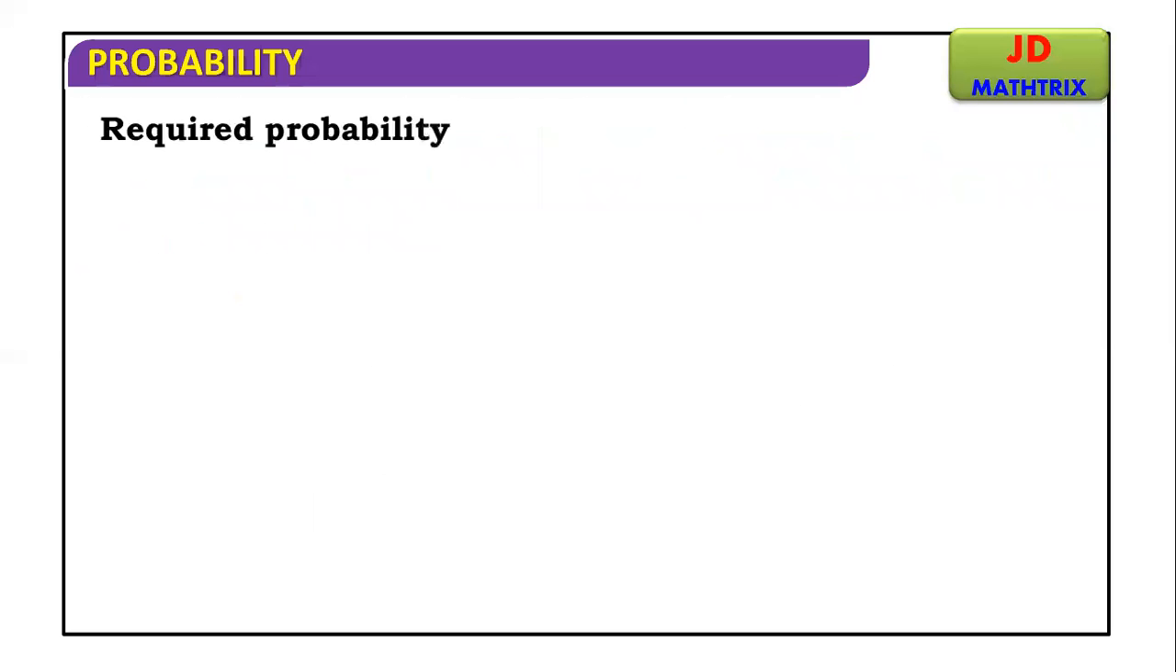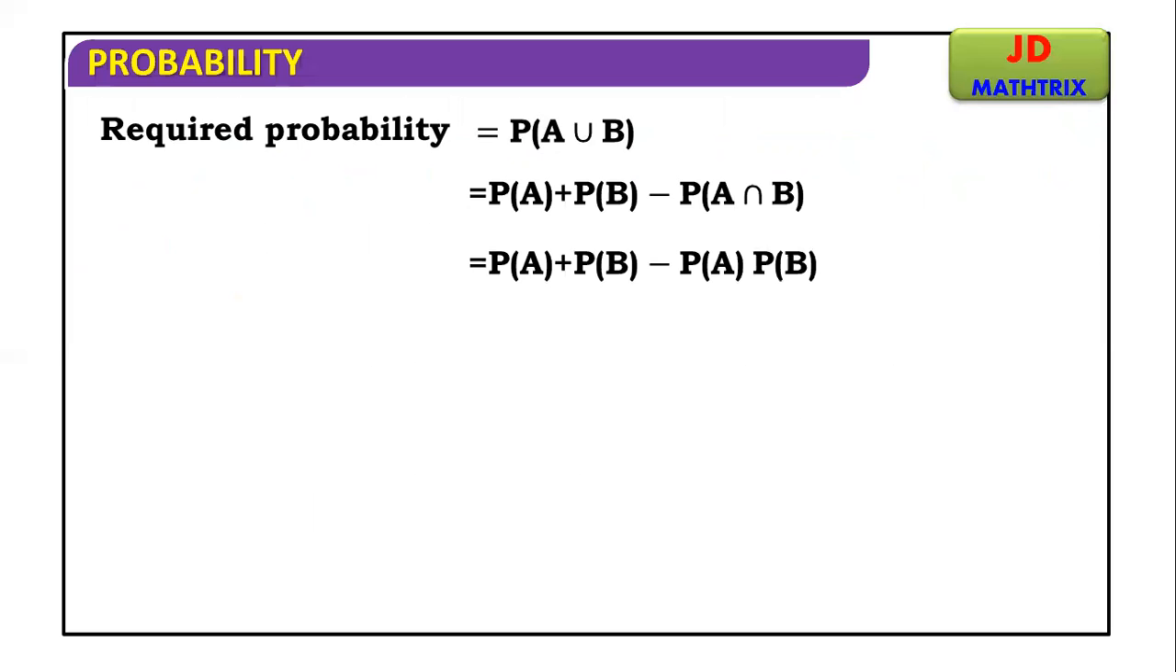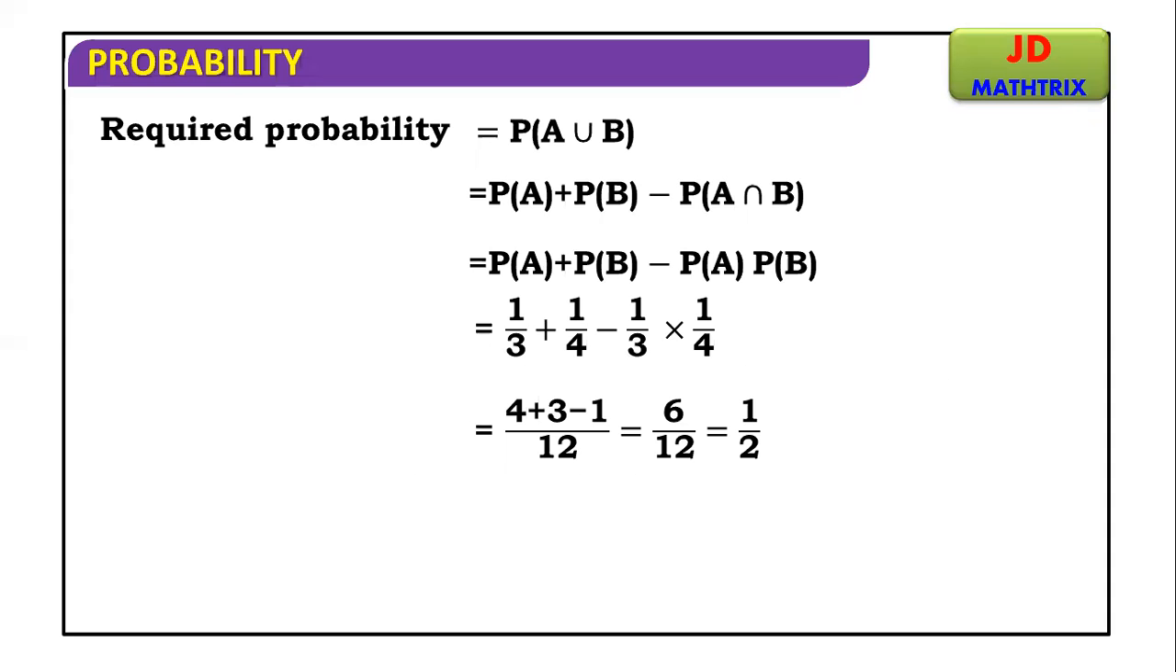So required probability is equal to P of A union B, that is equal to P of A plus P of B minus P of A intersection B. And also P of A intersection B can be written as P of A into P of B. Now substitute the values of P of A and P of B. That is 1/3 plus 1/4 minus 1/3 into 1/4. That is 4 plus 3 minus 1 over 12. That is, LCM is 12. That is 6/12. Finally we get 1 by 2 is the answer. So the probability that the problem will be solved is 1 by 2.